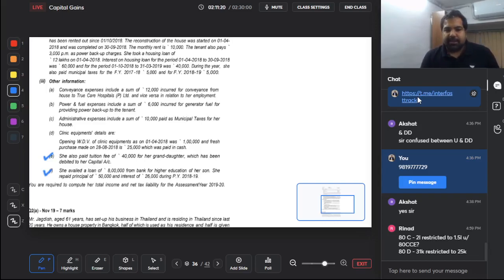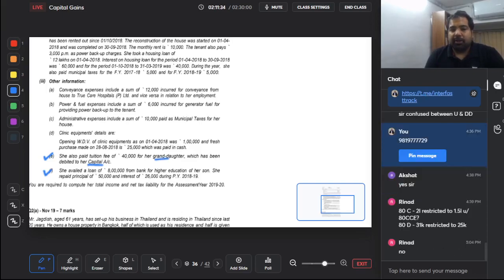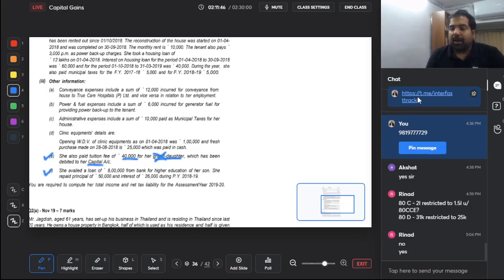Alright, so let's discuss this, guys. She paid tuition fee of 40,000 for her granddaughter, which has been debited to the capital account. No problem, she can debit it to capital account, but from a deduction front, guys, will she get under 80C? Unfortunately, no, because it's a granddaughter. Only for daughters or sons you will get. So this one, unfortunately, you will not. But for a second, what if this was daughter? Then how much will you get? You will get 40,000 entirely, yes, because you can get up to 1,50,000.